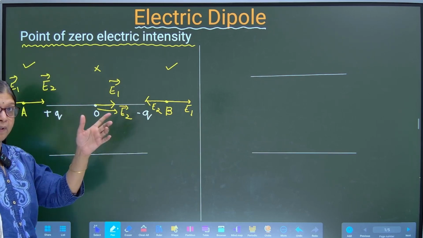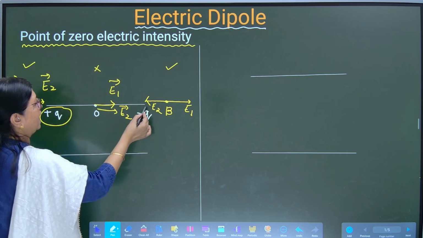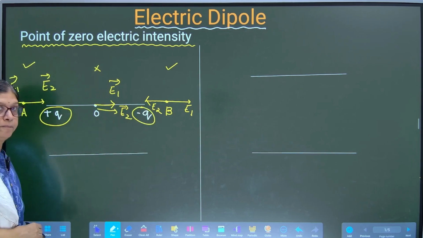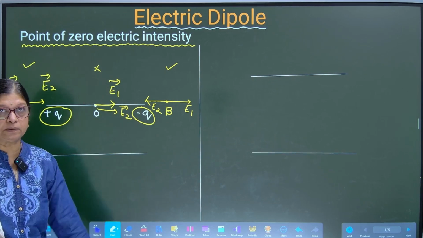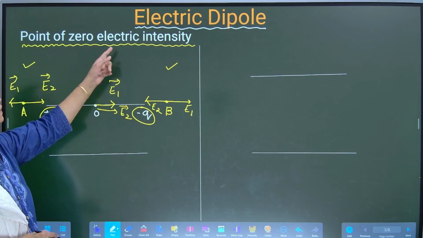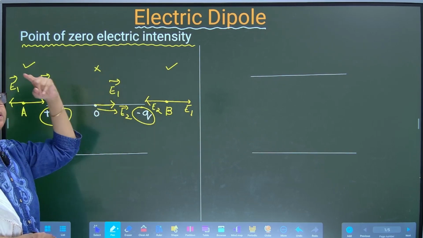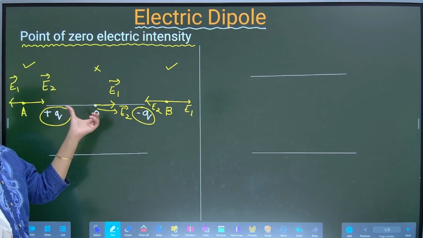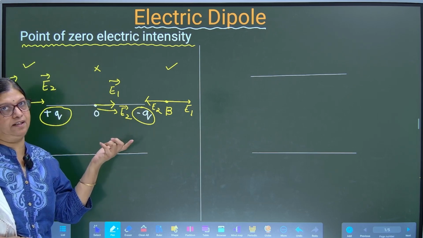So what you should remember: if one charge is positive and the other charge is negative, it is an electric dipole, then the possibility of getting a zero intensity electric field is on this side of the dipole or that side of the dipole, not on the axis or between the positive and negative charges.